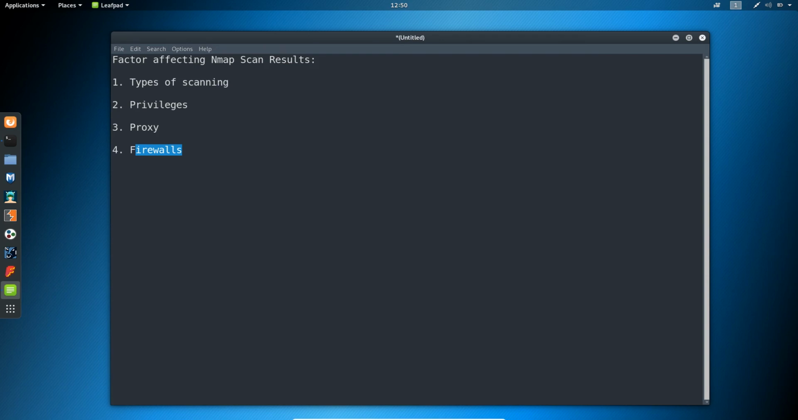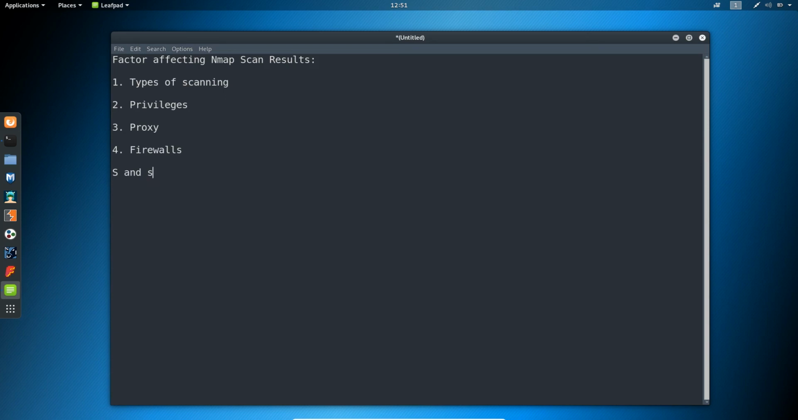Now, at last, I must point out a few important things that you should keep in mind before starting to use Nmap. Number 1, Nmap commands are case sensitive. That means capital S and small s have different meanings. So keep this in mind while executing a command.